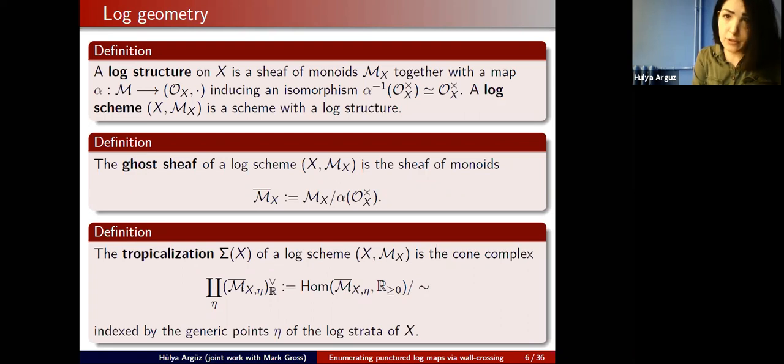So the tropicalization of a log scheme is defined just by considering the ghost sheaf, the discrete part. And it's defined as a cone complex, which is given as a union of cones given by homomorphisms from M bar X at eta, where eta is a generic point, to R greater or equal to 0. And then you need to identify these cones. So there are some identifications induced by generalization maps. I will give some examples.